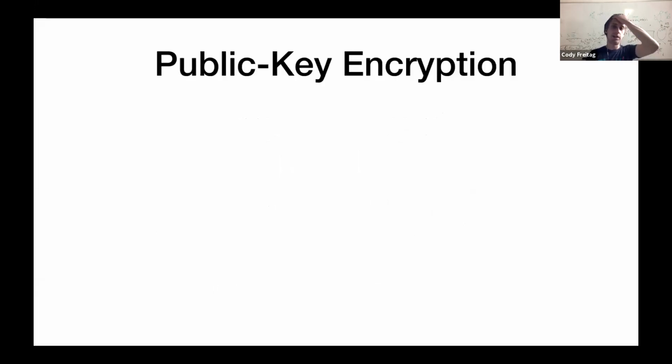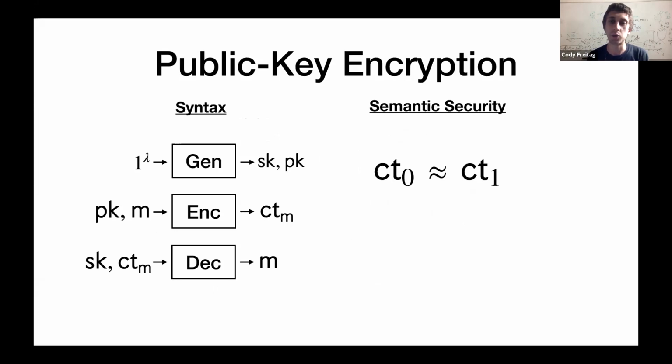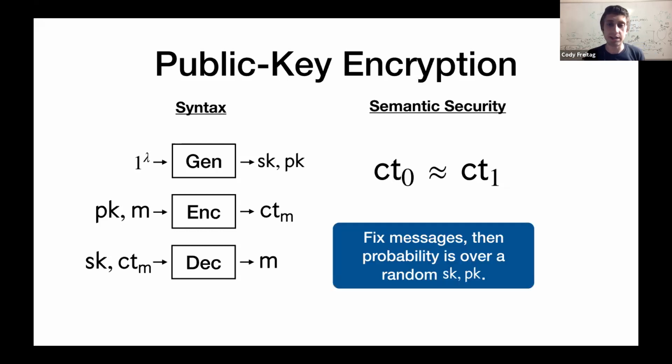So to start off, I just want to introduce the standard notion of public key encryption, where you have a key generation algorithm that outputs a secret key and public key pair, an encryption algorithm that computes a ciphertext based on some message, and a decryption algorithm that then recovers the message using the secret key. The normal notion of security we consider is semantic security, which just requires that no polynomial time attacker can distinguish between ciphertext of a 0 message and ciphertext of a 1 message. But the key point here is that these messages are actually fixed, and then we require that the advantage of the attacker is a probability over a random secret key public key pair generated from the keygen algorithm.